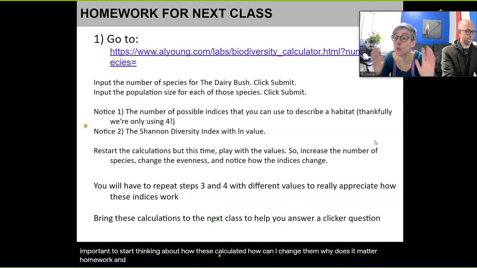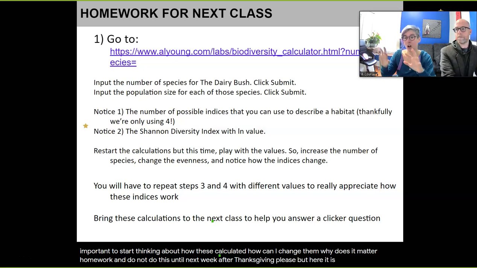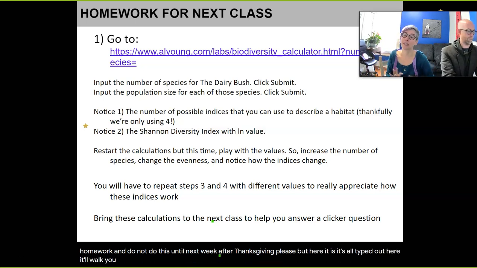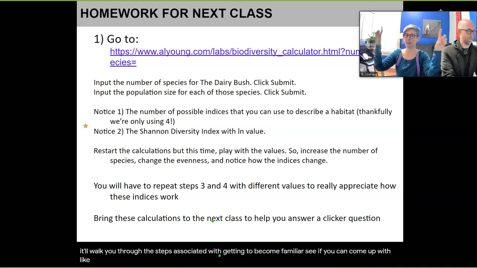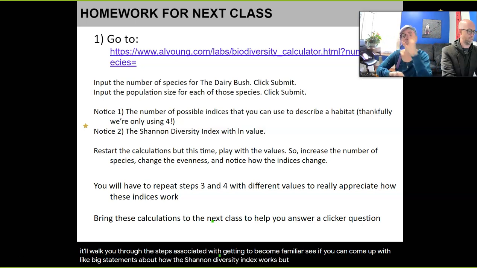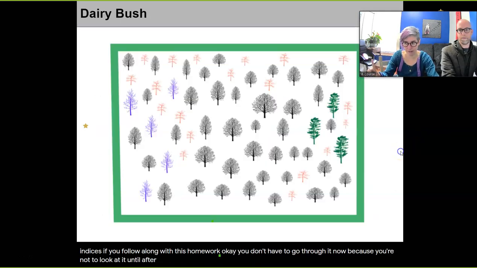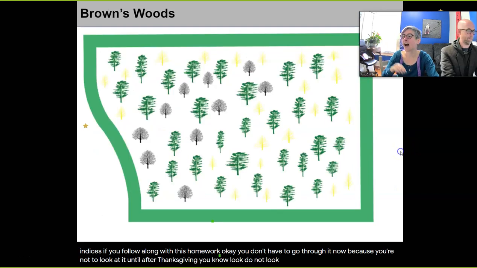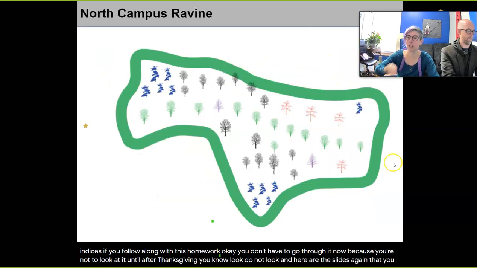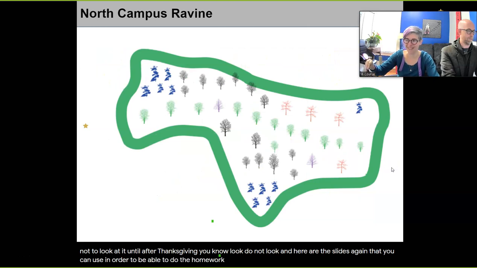Homework, and do not do this until next week after Thanksgiving, please. But here it is, it's all typed out here. It'll walk you through the steps to become familiar. See if you can come up with big statements about how the Shannon Diversity Index works, but you're going to dive into all of the indices if you follow along with this homework, okay? You don't have to go through it now because you're not to look at it until after Thanksgiving. Do not look. And here are the slides again that you can use to do the homework, okay?